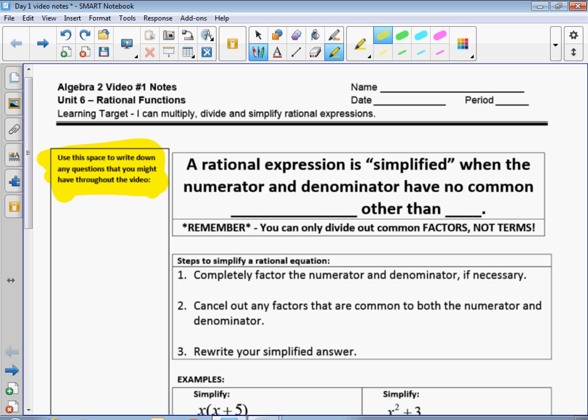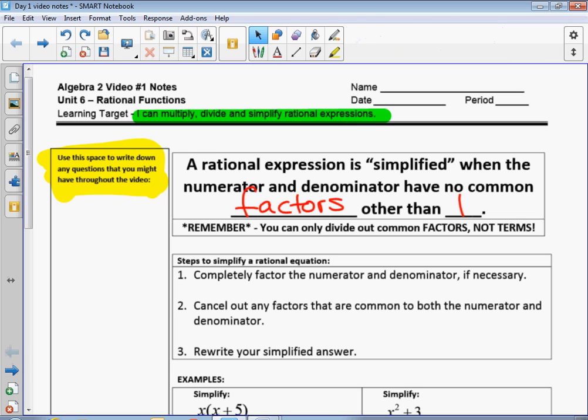We're looking at Unit 6, Rational Functions, and our learning target today is I can multiply, divide, and simplify rational expressions. A rational expression is simplified when the numerator and denominator have no common factors other than 1. So if I ask you to simplify something, you'll know you're done when you have no common factors other than 1. Remember, you can only divide out common factors and not common terms. So we'll look at that.